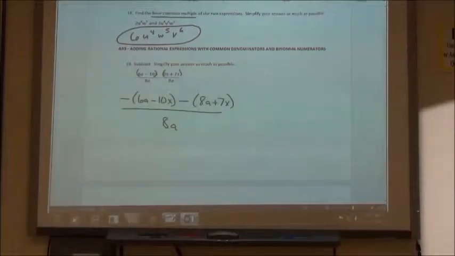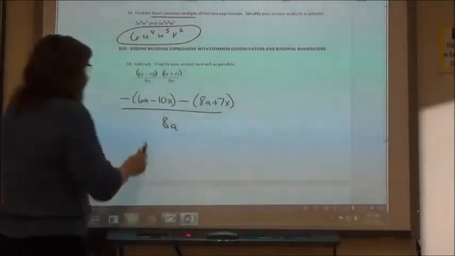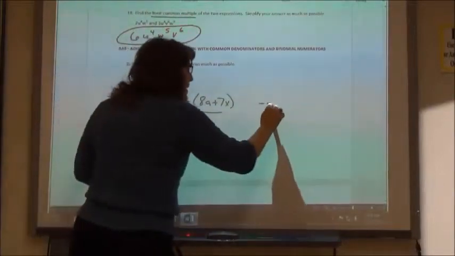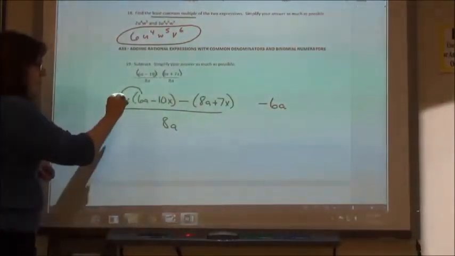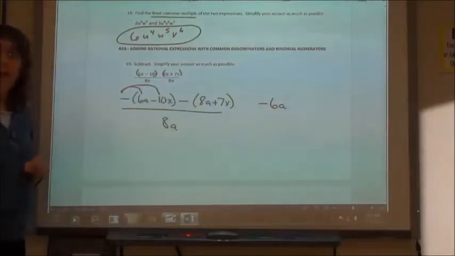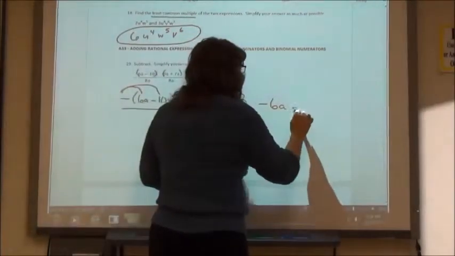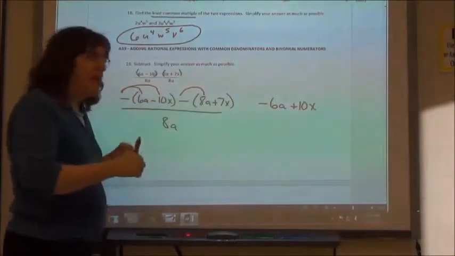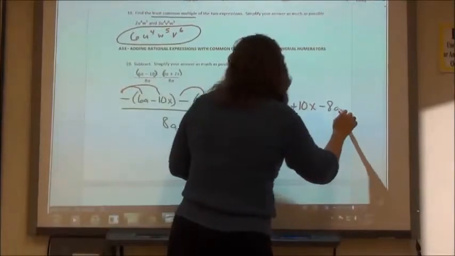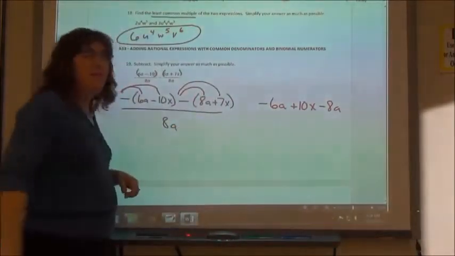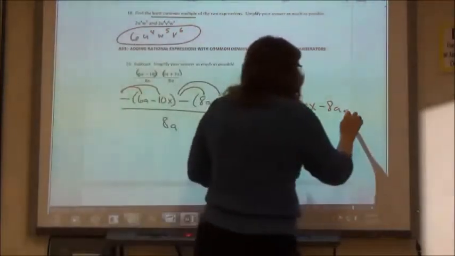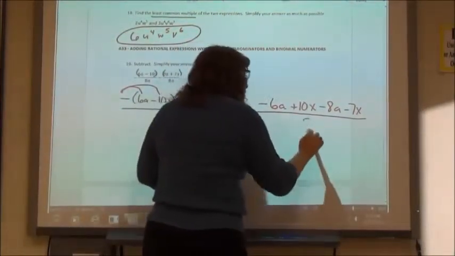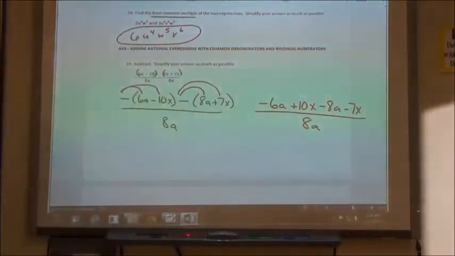And I'm really just going to work with my numerators. In this case, I have to get rid of the parentheses, so I have to distribute those negative signs out. So here, negative and a positive is going to give me negative 6a. Here, negative and a negative is going to change that to a positive 10x. Here, negative and a positive is going to be negative 8a. And here, negative and a positive, going to be negative 7x. Still all over that 8a, which is my common denominator.